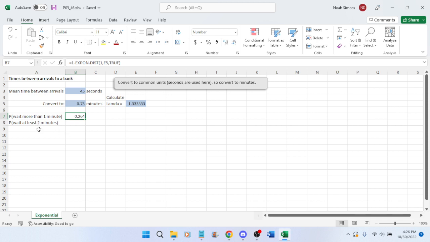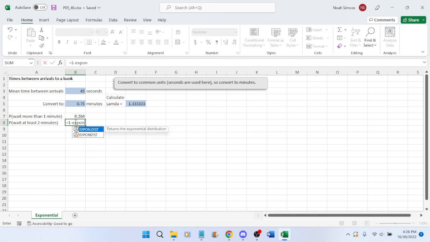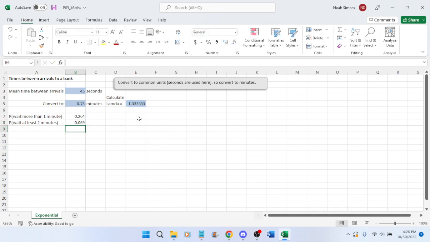At least two means two or more. That's what it means. So it's basically the same thing. One minus exponent, just two. This. True. Probability that you'll have to wait at least 2 minutes. Okay, so I should be good.